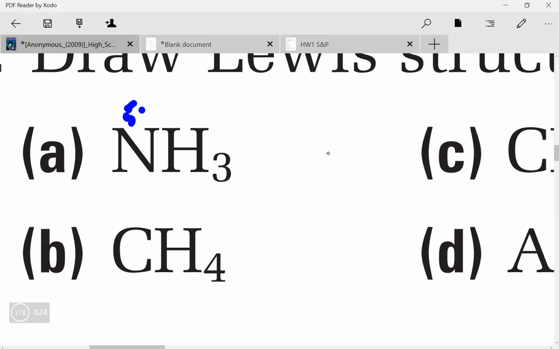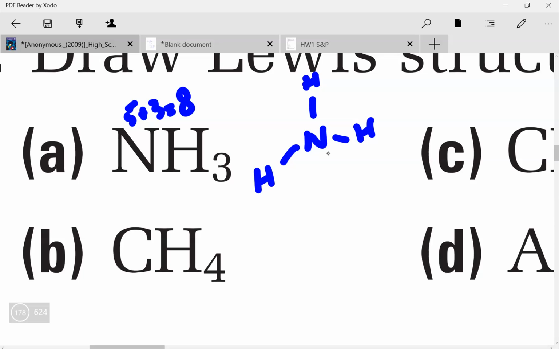NH3 is 5 plus 3 equals 8 electrons. So N, H, H, H. 1, 2, 3, 4, 5, 6, 7, 8. Again, we'll practice using the VSEPR theory. You're obviously going to be looking at a chart, but I see that this is an AX3E, which means it's a trigonal pyramidal structure, and this will be polar.